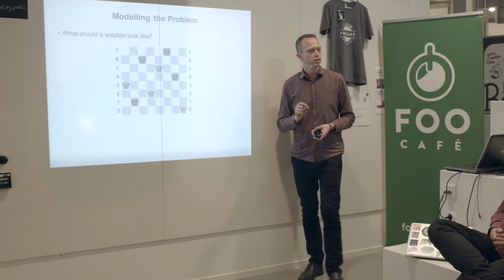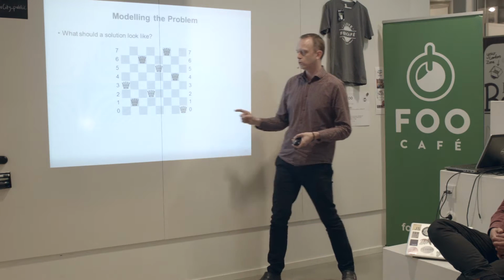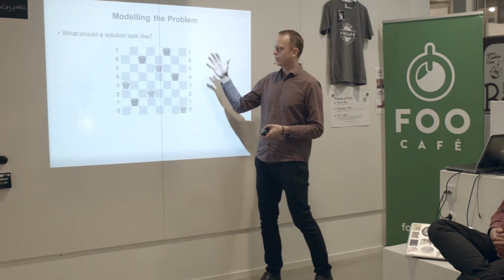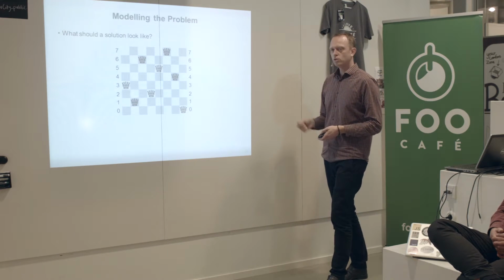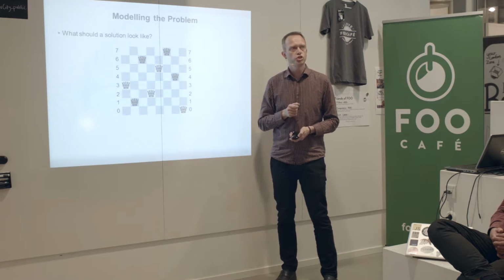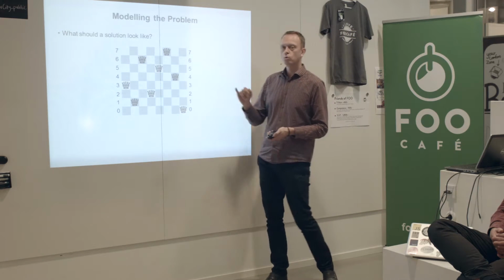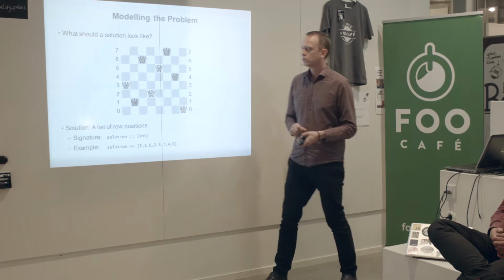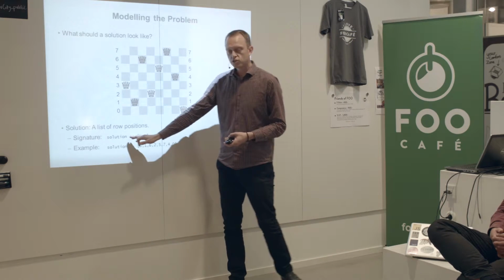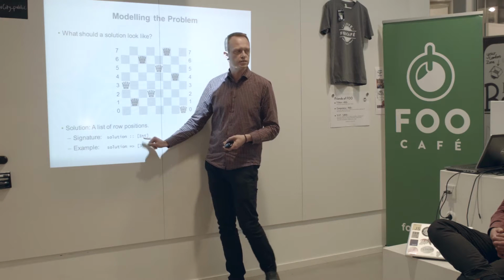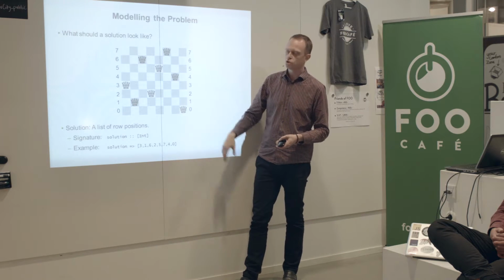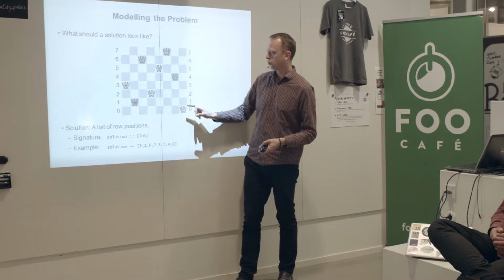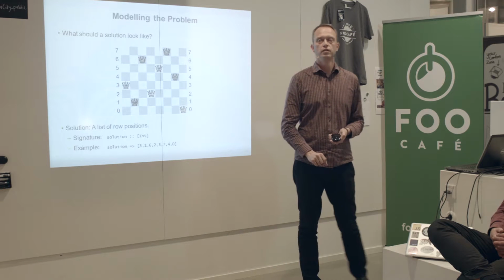The first question I would ask was, what should a solution look like? And there's one thing I immediately know about this problem, and that is that you can only have one queen in each column. It's pretty obvious from how these queens move. So why don't I have as a solution a list that just denotes what row the queen is on in each column? The signature of a solution is a list of ints. And in this specific solution, the list would be 3, 1, 6, 2, 5, 7, 4, 0.